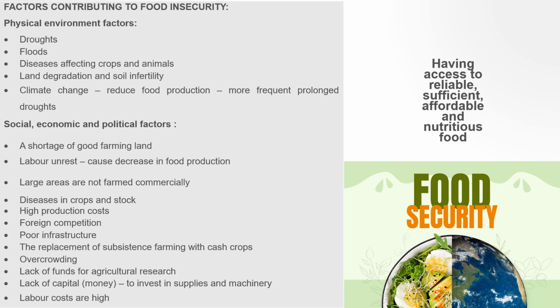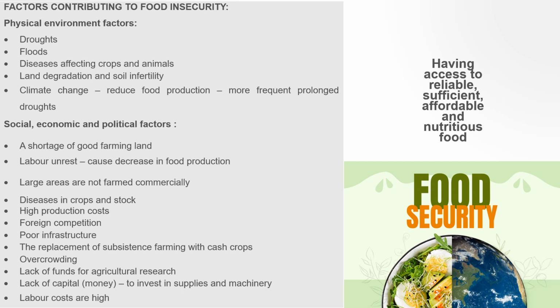But now, another concept you need to know is food security. Food security means you have access to reliable, sufficient, affordable, and nutritious food. However, on the other hand, you also need to now know its counterpart, food insecurity. That's literally just the opposite. It's not having access to reliable, sufficient, affordable, and nutritious food. So you do not have access to it.